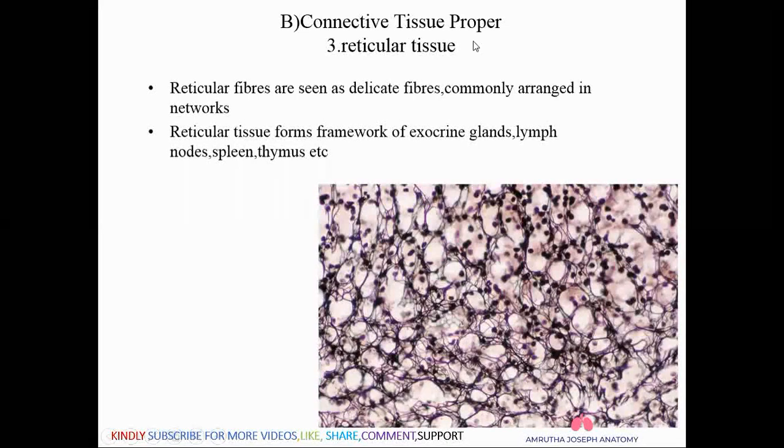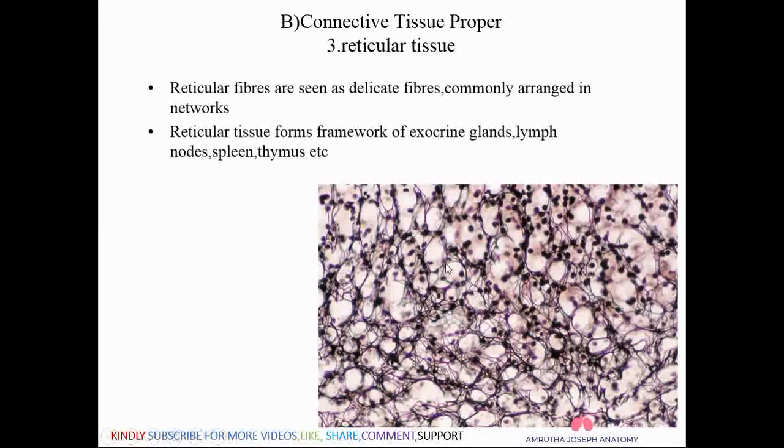The third variety in connective tissue proper is reticular tissue. As I said before, reticular tissue is hard to see in H and E staining. You may have to use metallic silver. As you can see here, it's a metallic silver stained picture. It is arranged in a network. You can just think of how a fish net looks, something like that. It is seen in exocrine glands, lymph nodes, spleen, and thymus.